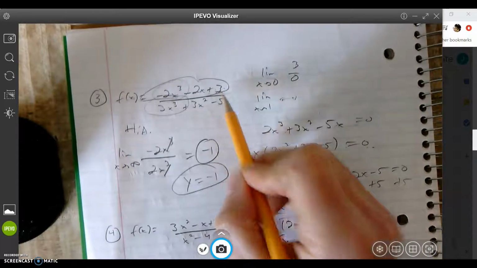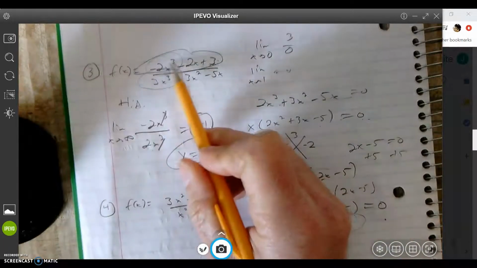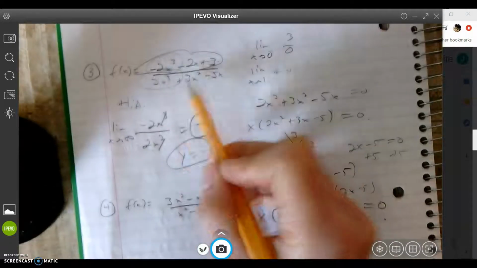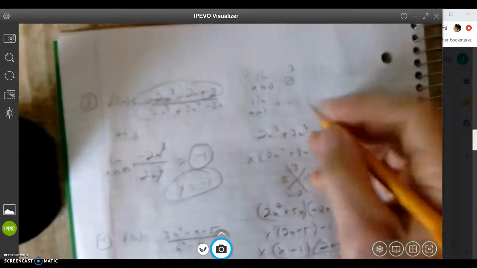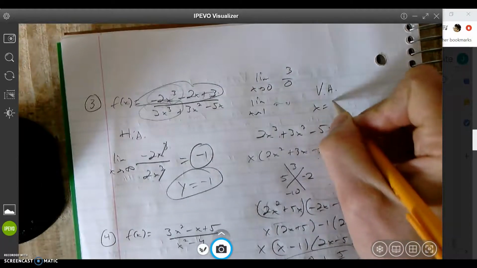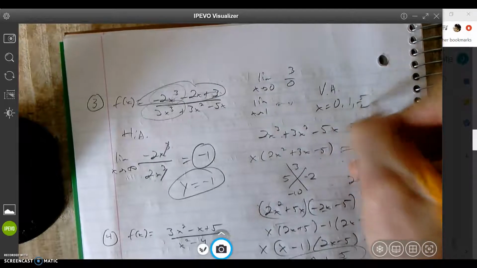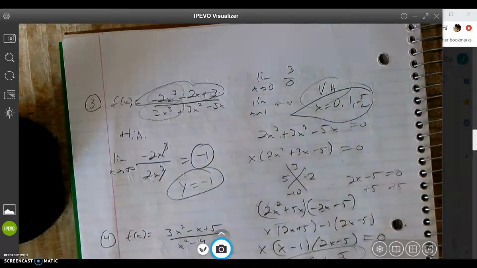0 on the denominator. So all three of these, 0, 1, and 5/2, when you plug them in, you don't get 0 on the denominator, so there are no holes. All of those are going to be vertical asymptotes. So your vertical asymptotes are at x equals 0, 1, and 2.5. Cool. All right, so what are we going to do now?